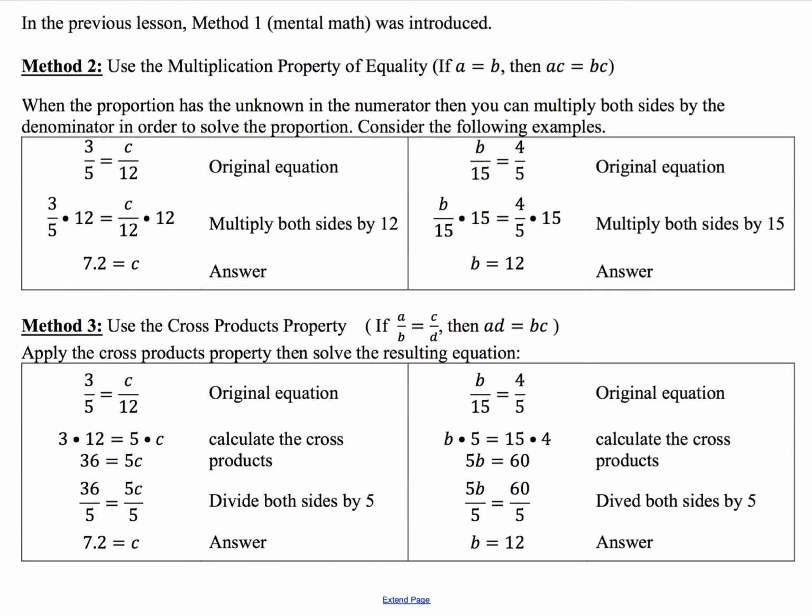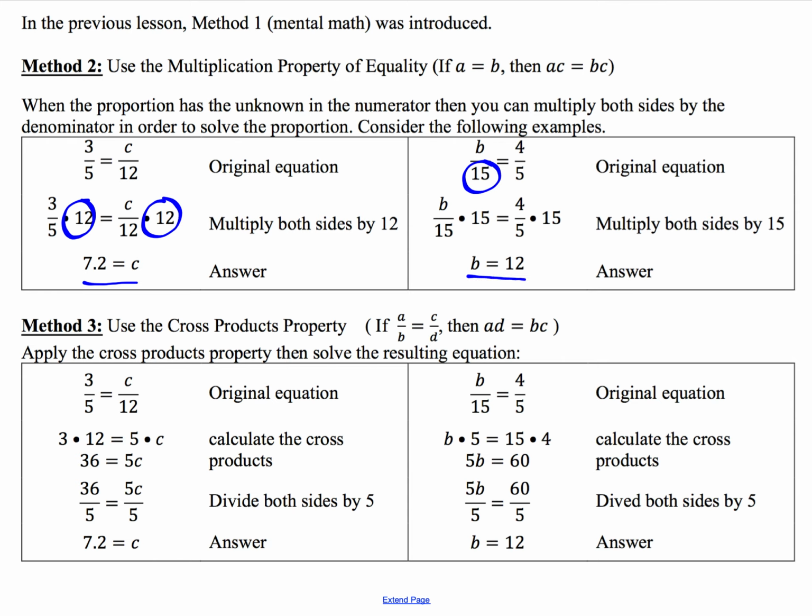Consider the following examples. So 3/5 equals C over 12. We multiply both sides by 12, and we get our answer, 7.2. Pretty straightforward. Here's another example. B over 15 equals 4 over 5. I multiply by the 15 on both sides, and I get B equals 12.